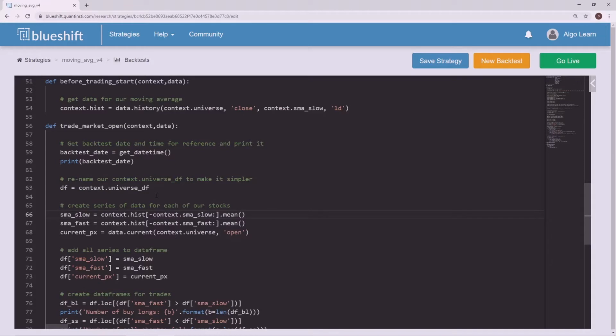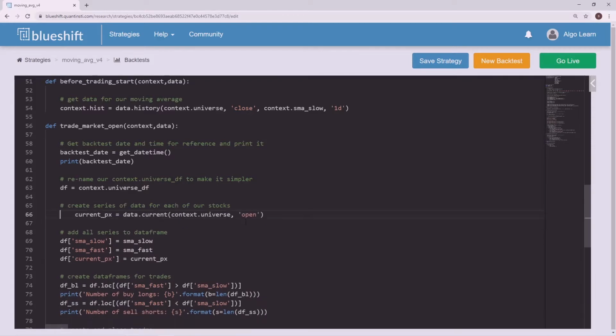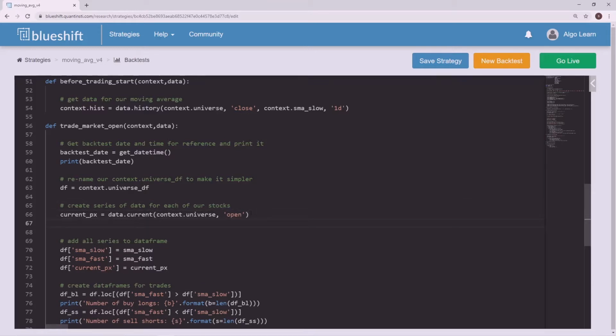So now we're looking at creating the series of data for each of our stocks. Okay, let's just start from scratch here. I think it'll be easier for you to understand. We're going to keep the current price. So we're still going to pull down the current price. I still think there's some value in that. So we'll do that. But let's do day 2 ago.